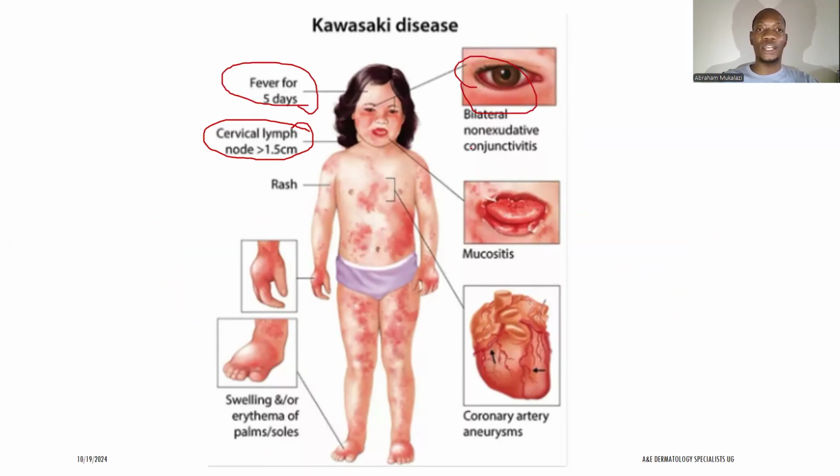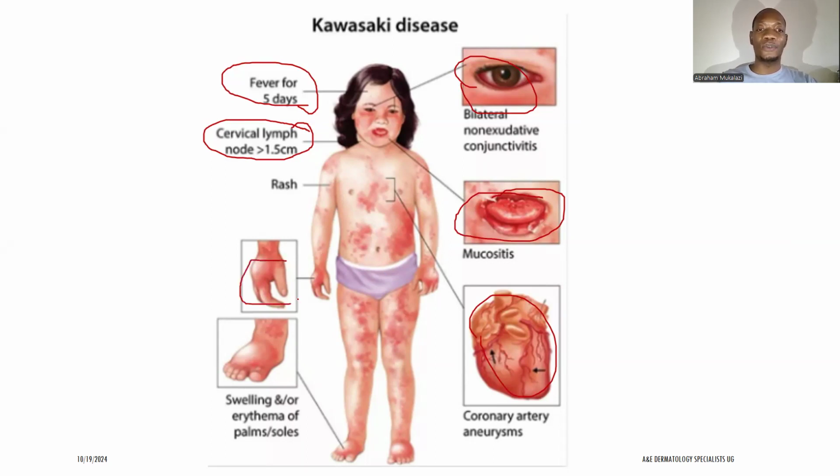So that would differentiate it from the bacterial conjunctivitis. Then they have this reddening and mucosal involvement with mucositis. And then they'll have heart issues. When you listen to their heart, either they have an increased heart rate, that is the tachycardia, and maybe they have abnormal murmurs because of maybe valvular incompetences.